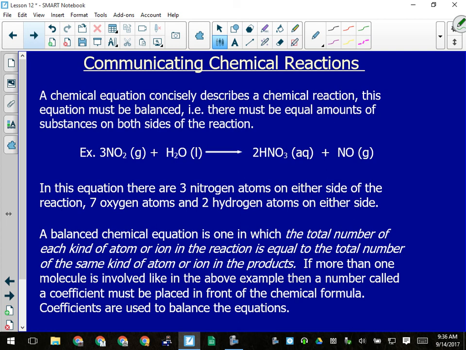So for example, here on this side, I've got 3 nitrogen dioxide molecules. So how many nitrogen atoms do I have? 3. If I go over to this side, nitrogen is in 2 different places. I still have to have how many? 3 in total. I got 2 here and 1 there, so nitrogen is balanced. And I have how many oxygens on this side? 7. 2 times 3 is 6, plus 1 is 7. So oxygen is balanced as well. And then I've got 2 hydrogens on this side and 2 hydrogens on that side.